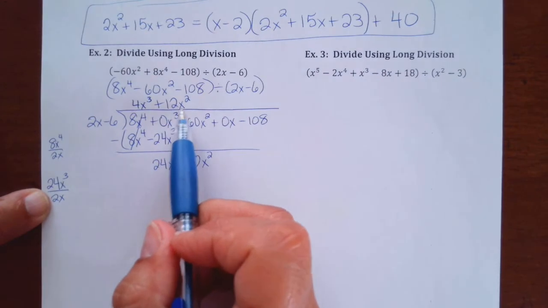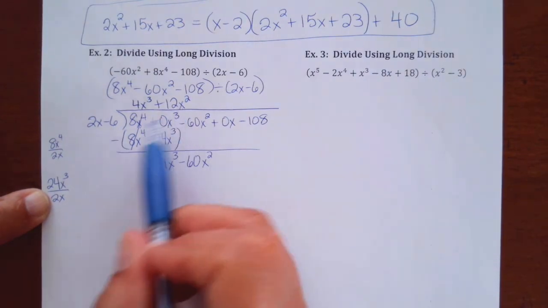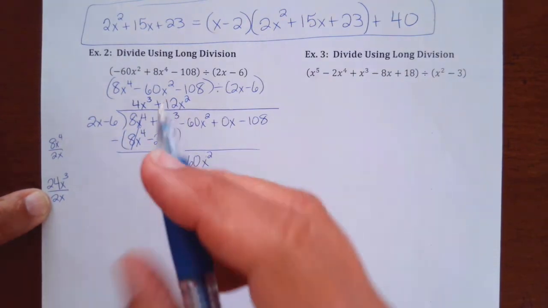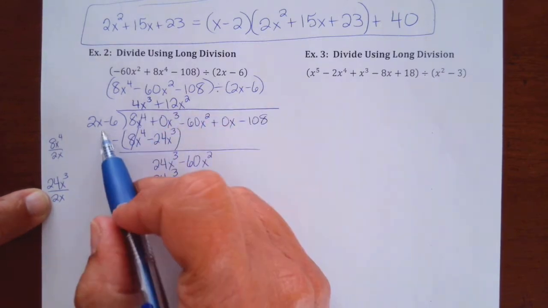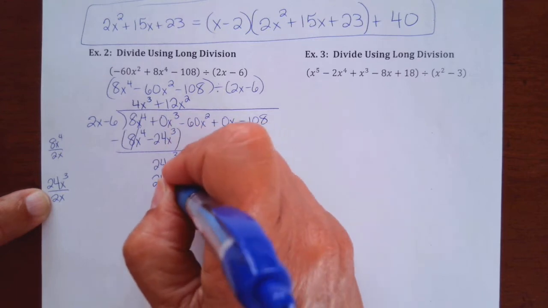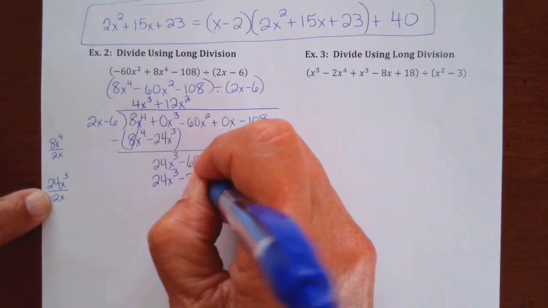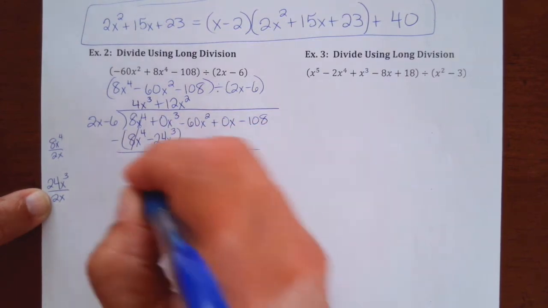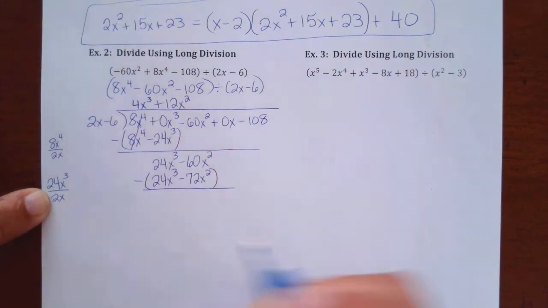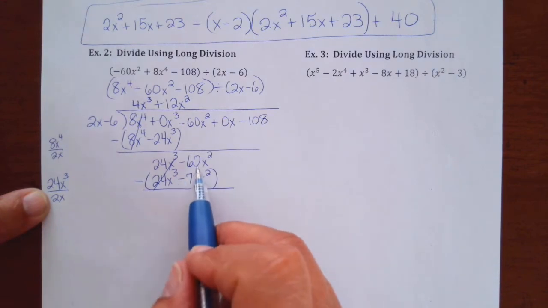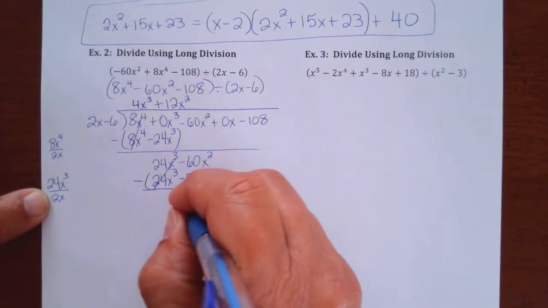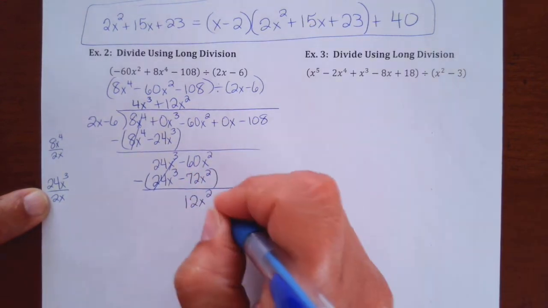And then we're going to multiply 12x squared times these two. So 12x squared times 2x is 24x cubed. And 12x squared times negative 6 is a negative 72x squared. And then we're going to subtract. So these will cancel out, 24 minus 24. And then you got a negative 60 plus 72, that gives you 12. Bring down the next term.